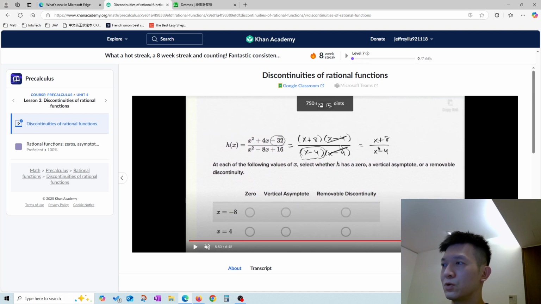And we talked about the vertical asymptote, which is what? x equals 4, right? That will be your vertical asymptote, right? And how about what makes the whole graph 0? That will be negative 8, right? Negative 8 will be making your value 0, right?